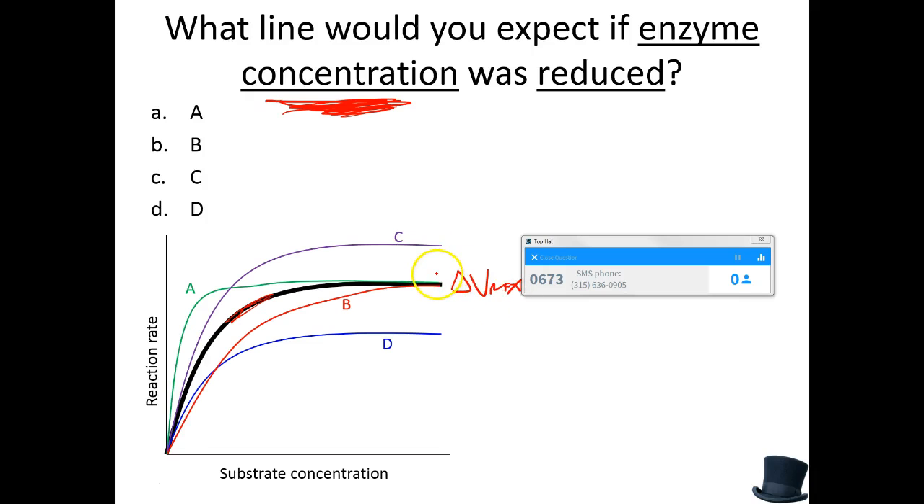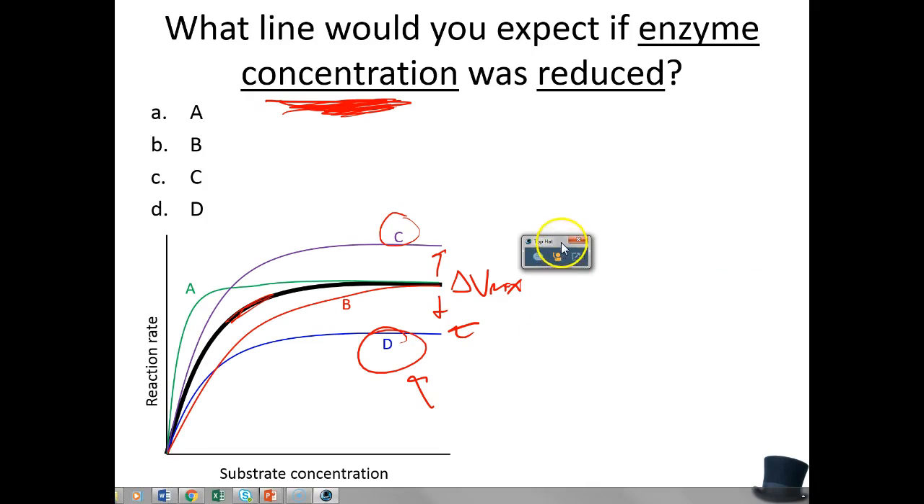And in this case, you can either go up or you can go down. So you're decreasing the amount of enzyme, and so the answer should be D here. If you were adding more enzyme, then the answer would be C, right? But this one was reducing the amount of enzyme. Okay, good job.